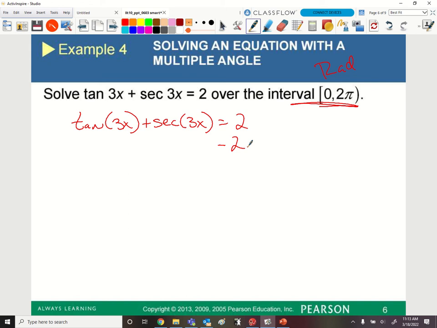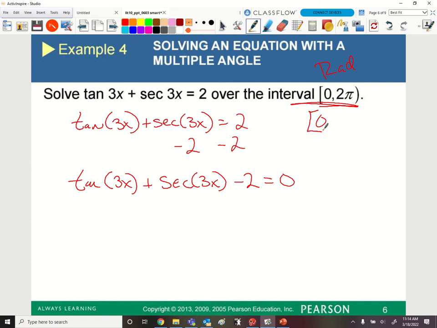Anyway, minus 2 to both sides, right? So now I'm going to rewrite it. So it's tangent of 3x plus secant 3x minus 2 equals 0. And again, my interval is going to be 0, 360. All right, Fred, can 360 be one of my answers? No. Thank you. Can 0 be one of my answers? Yes.